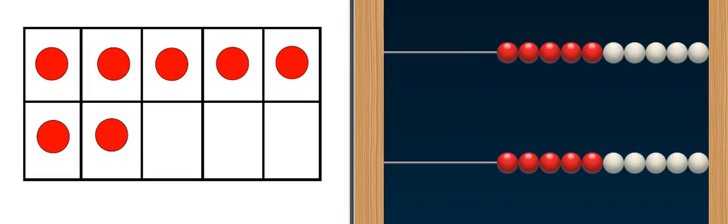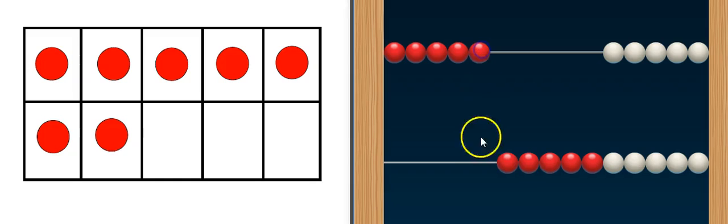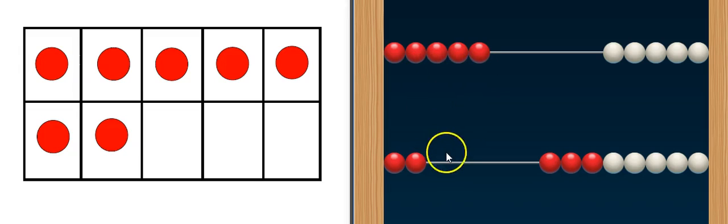Now this time I'm going to flash a 10 frame card in front of the students that has 7 beads. So again, we'll start by copying the pattern on our rekenrek. So I need 5 beads on the top and 2 beads on the bottom to give me my total of 7. And again, we're going to look at rearranging the beads so that we have the same number on top as we do on bottom. Now let's see what happens when we try that.